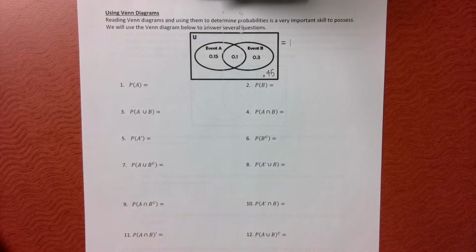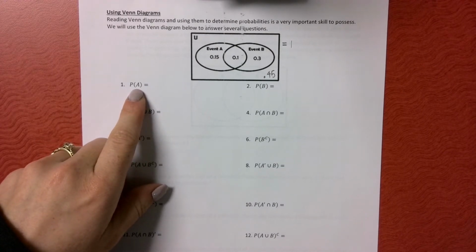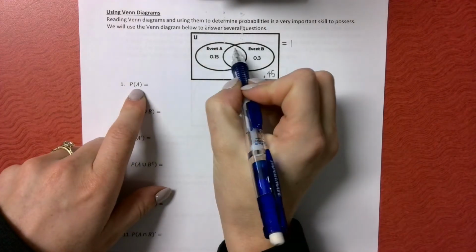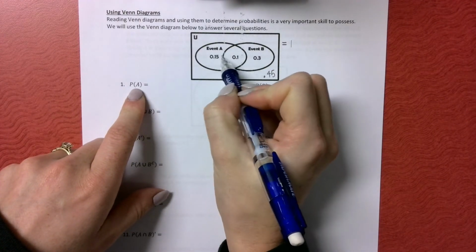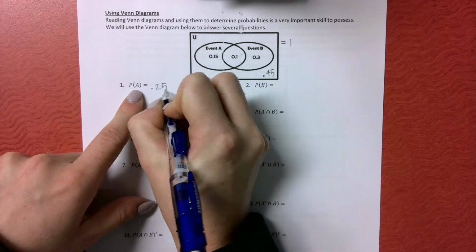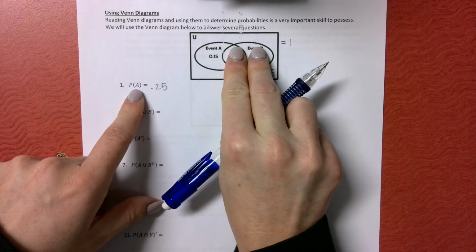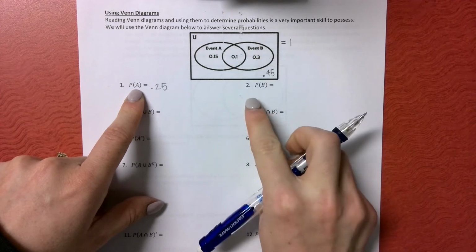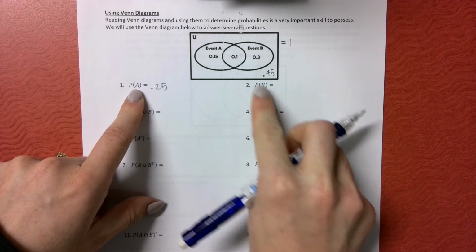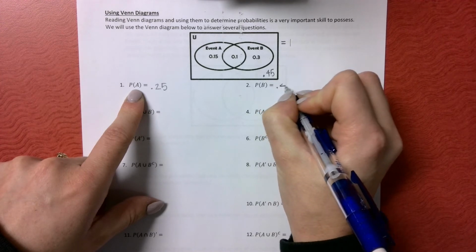Okay, we're going to go through a bunch of probability questions here. I'll give you some tips and tricks to use as you are reading these Venn diagrams. The first one asks for the probability of A. This means I want the chance of something being in event A. I need to look at this entire circle for event A. So I have 0.15 and I have 0.1, so in total I would have 0.25. A little bit tricky, you want to make sure you're looking at the entire circle, not just this part on the outside. Number 2 says find the probability of B. Again, I want that entire circle for event B. So 0.1 plus 0.3 gives me 0.4.